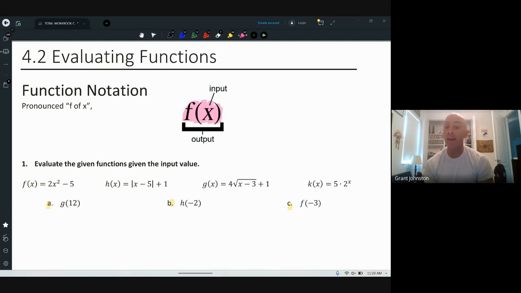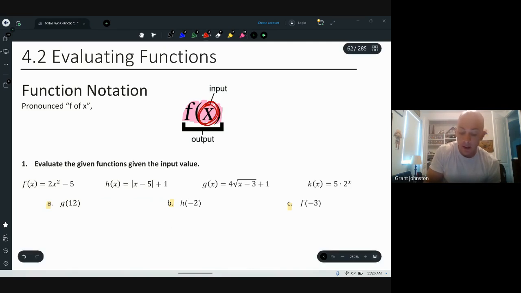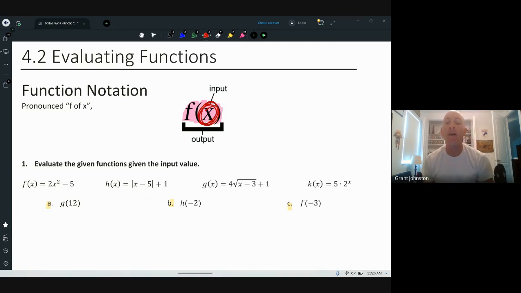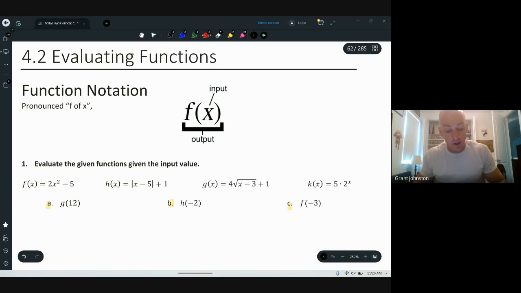And inside that parentheses, kind of how the notation works, that's our input. This is our input. So we plug in a number for x per se. And then when you evaluate it out, that's what gives you the output of f of x. Okay. So let me show you kind of how this works.